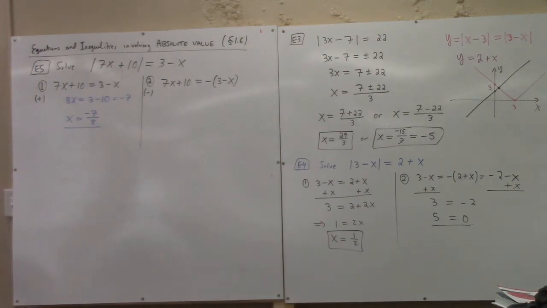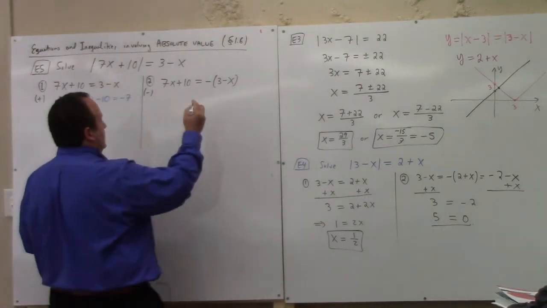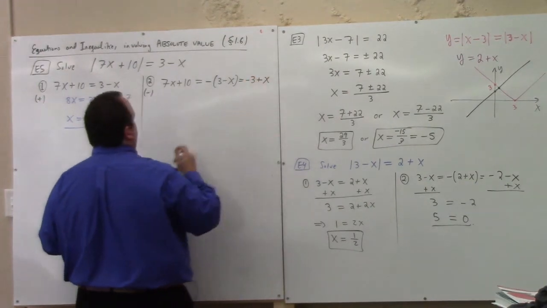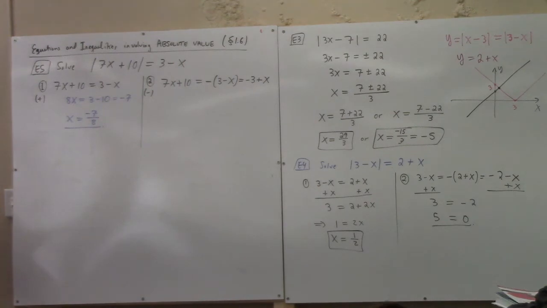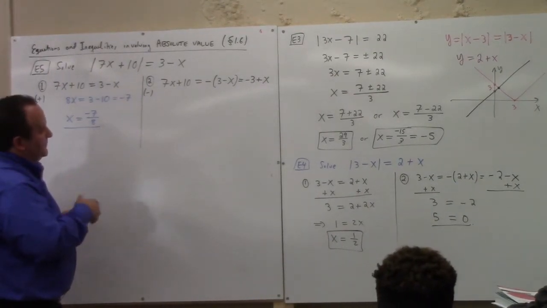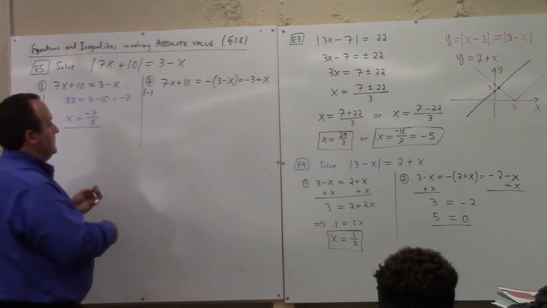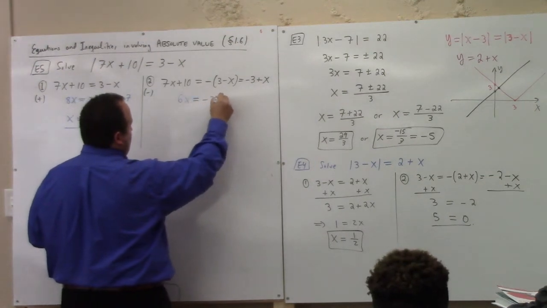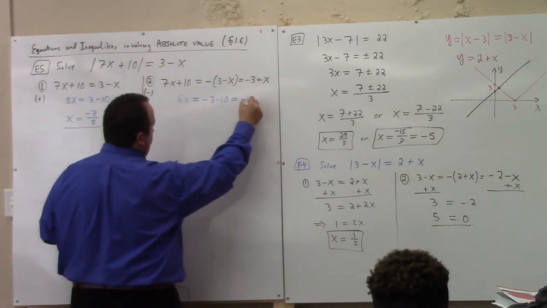So that's one solution. How about the other side? I would advise distributing that minus, right? So this is going to give us a minus 3, and a minus minus x is plus x. Now what should we do? You want to isolate x, right? So what should we do? If we subtract x from both sides and we subtract 10 from both sides, what do we get? We get 6x is equal to minus 3 minus 10, also known as minus 13.